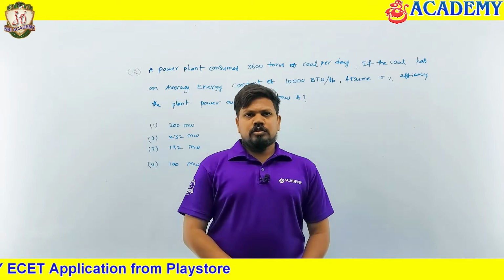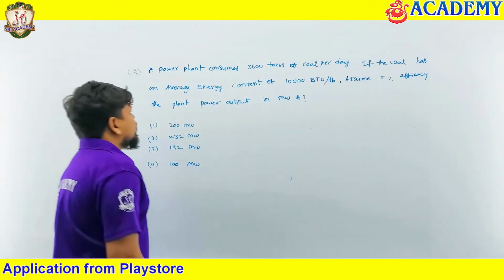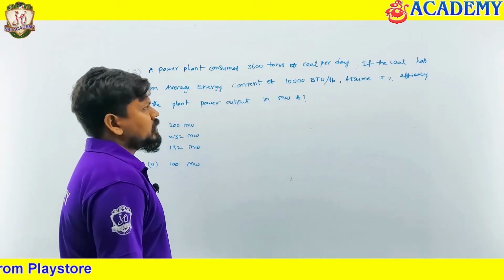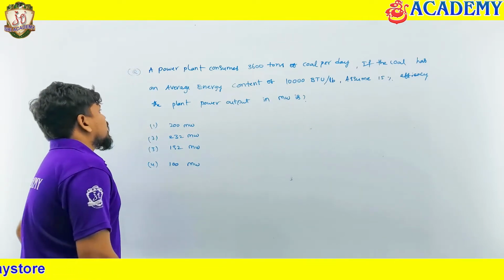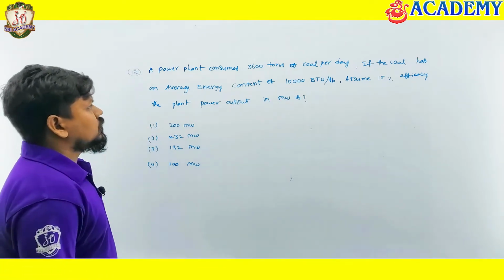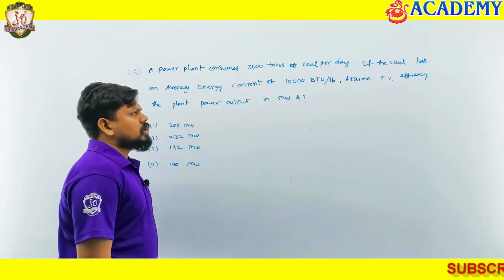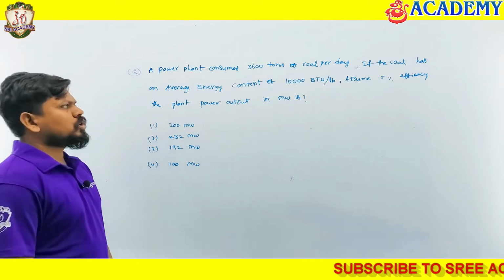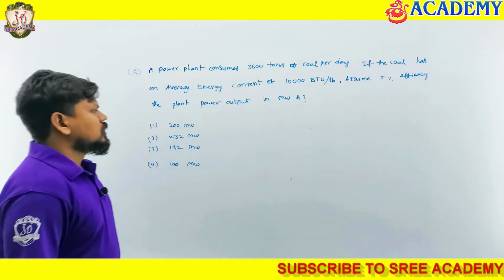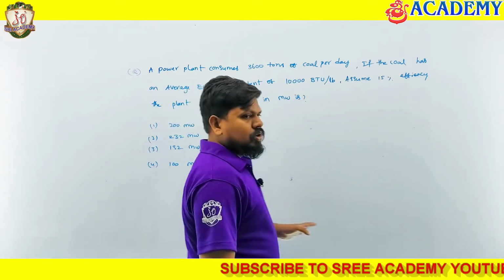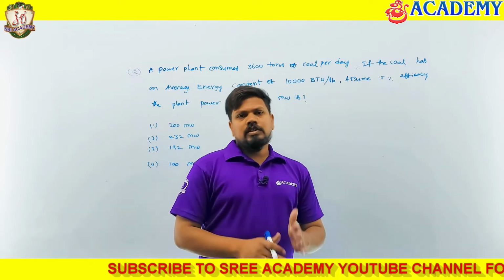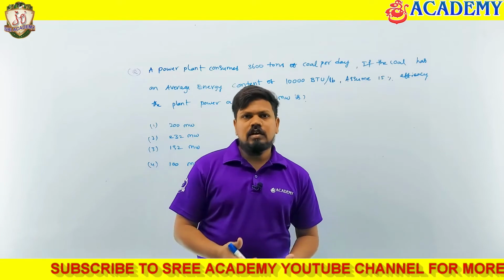And the next question is, a power plant consumes 3600 tons of coal per day. If the coal has an average energy content of 10,000 BTU per LB, assume 15% efficiency, the plant power output in megawatt is. See this question. Till now they have not asked it anywhere. This model of question is generally out of our knowledge.